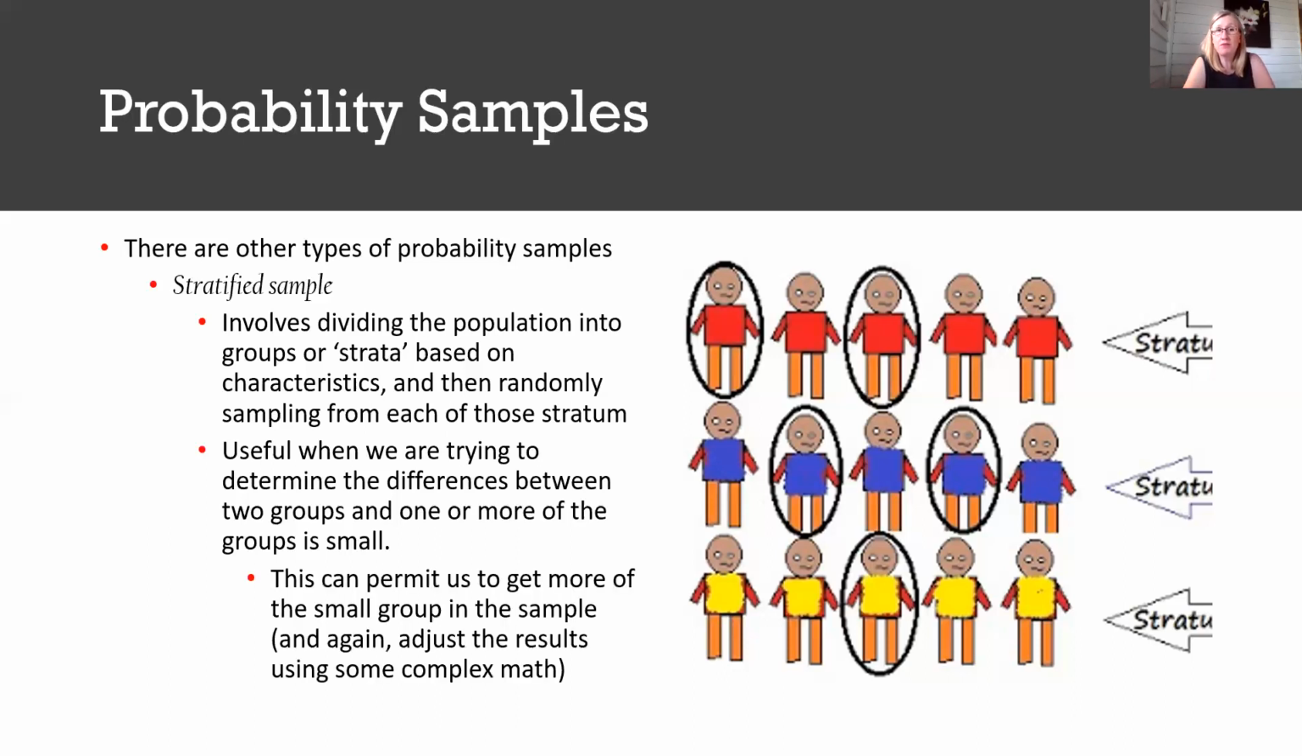Now, it can also permit us to get more people in that small group, and we can do some math and fancy statistical corrections to make sure that they're not overrepresented, but that we're drawing really good connections, and that our conclusions are valid. So when we're thinking a stratified sample, we're breaking it into strata, usually upon an independent variable of interest: race, SES, Indigenous status, level of education, whatever you think is important in your study. And then from each of those different strata, we're randomly sampling.